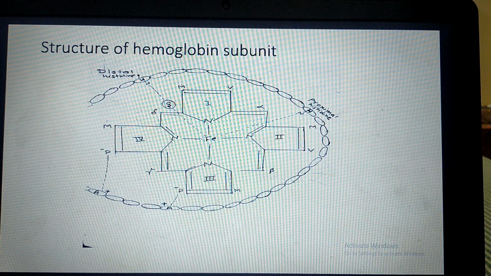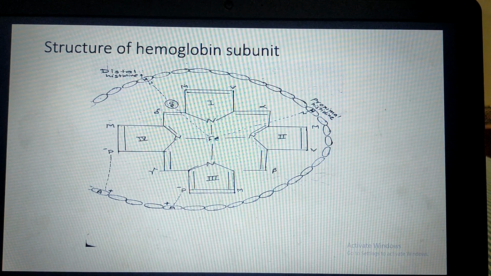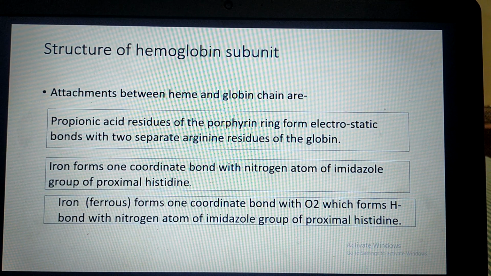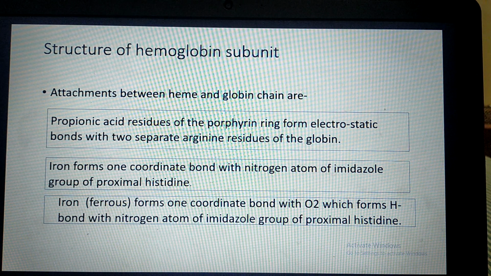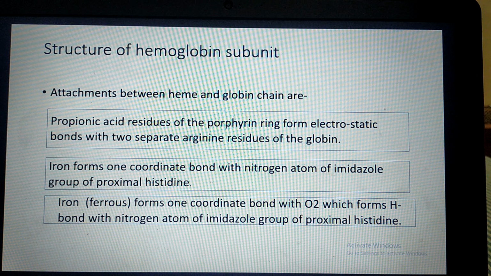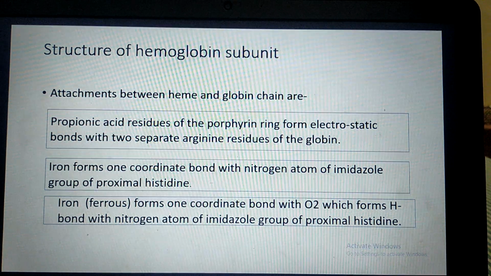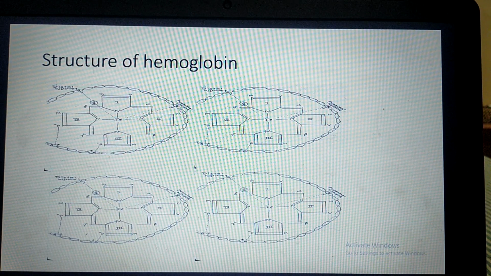This is the structure of the hemoglobin subunit that I have already explained. These are the attachments between heme and globin, which I have also explained. Propionic acids of the porphyrin ring form electrostatic bonds with two separate arginine residues of the globin chain. Iron forms one coordinate bond with the nitrogen atom of the imidazole group of proximal histidine. When iron is in ferrous form, it forms one more coordinate bond with oxygen, which forms a hydrogen bond with the nitrogen atom of the imidazole group of the distal histidine molecule. Now this is the complete structure of the hemoglobin molecule.